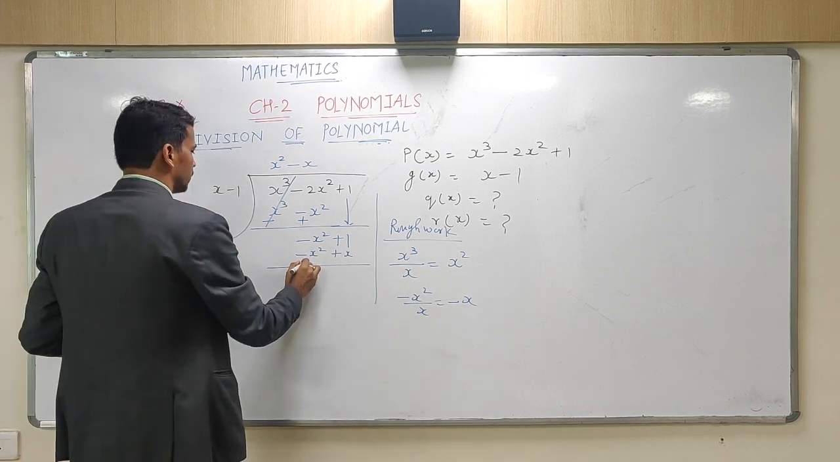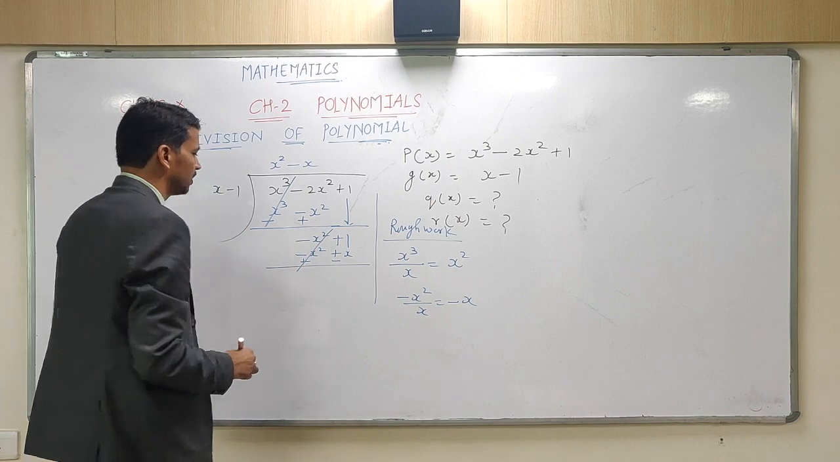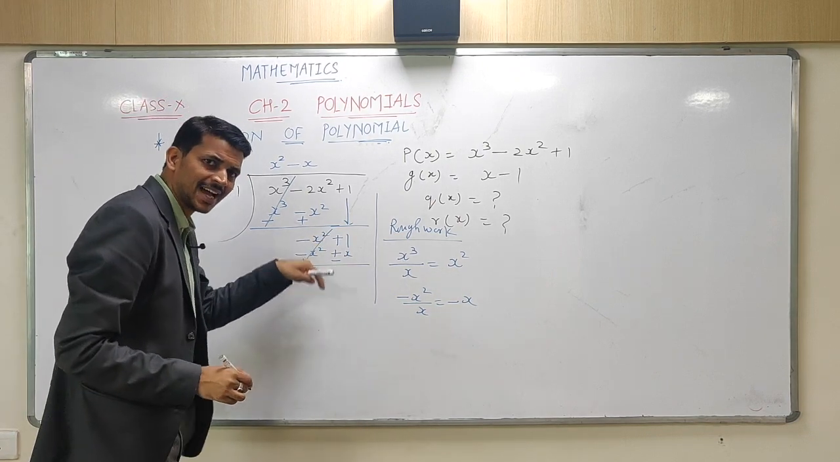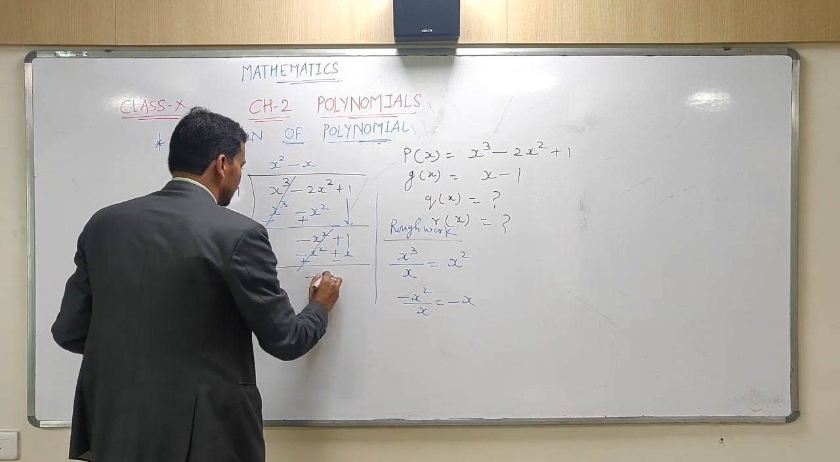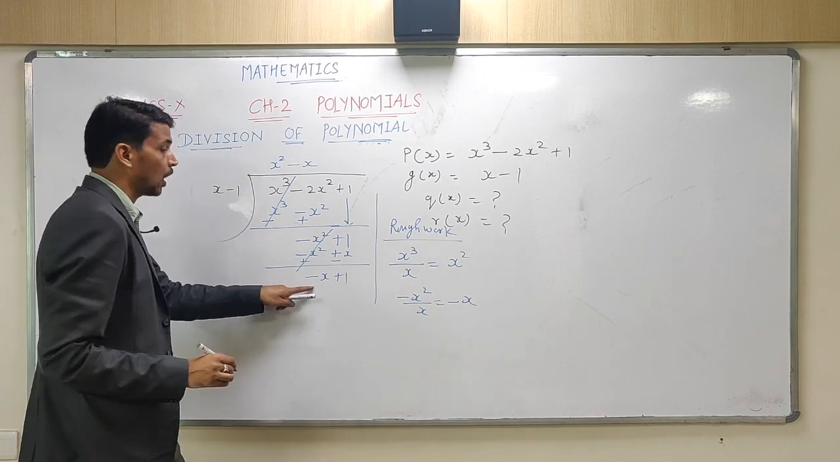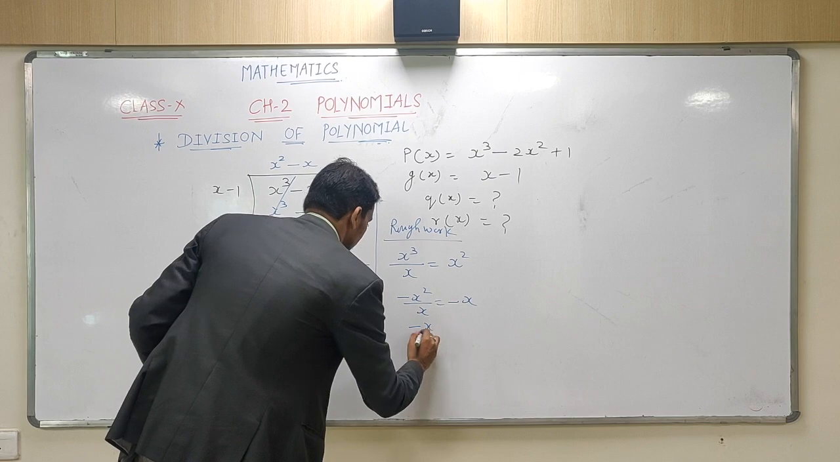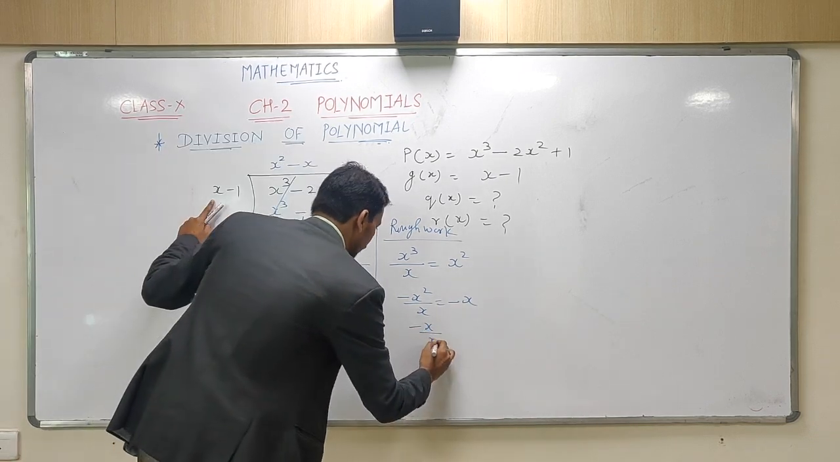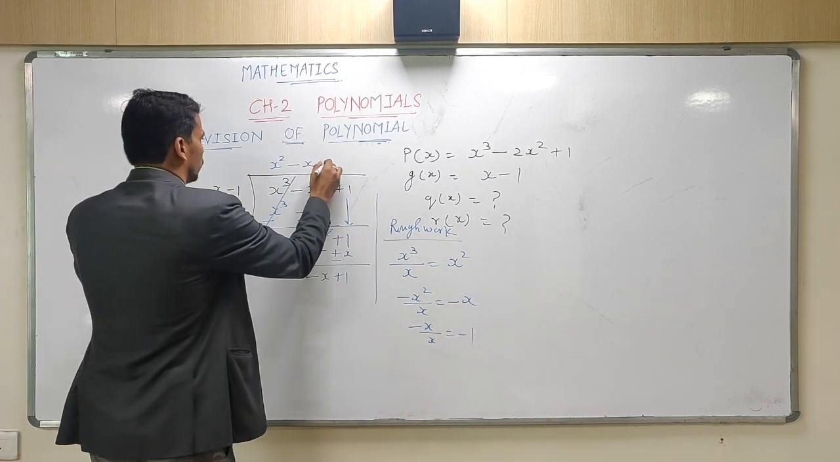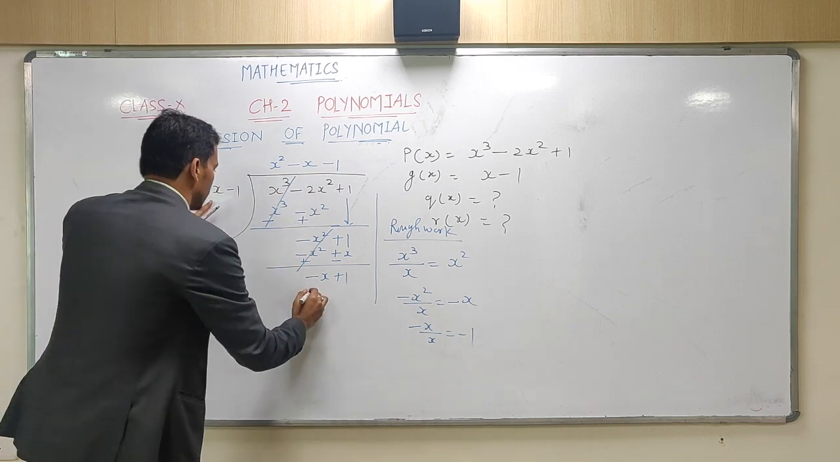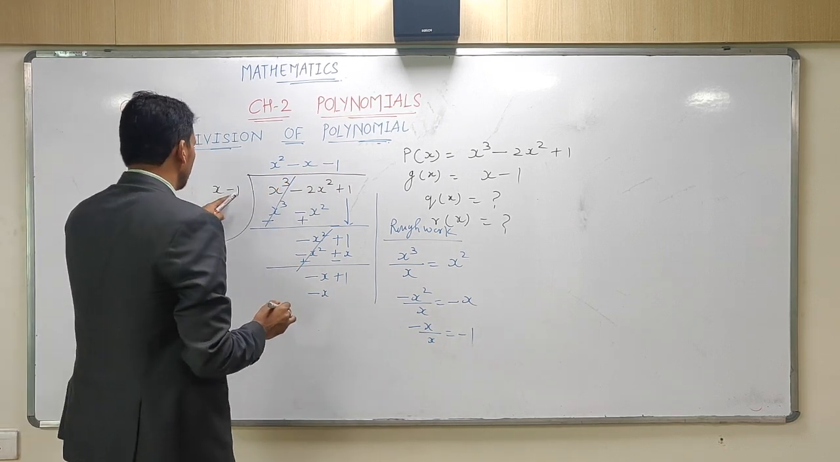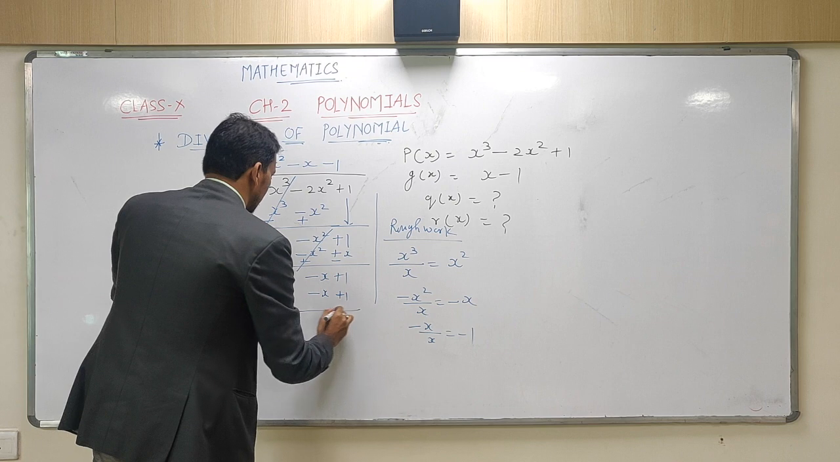Now, change the sign, plus and minus will cancel. Both are unlike terms, so as it is it will come down. So, minus x plus 1. Now, minus x is the first term of your dividend. So, minus x divided by x will be equal to minus 1. Note it down over here: minus 1 into x will be minus x, minus 1 into minus 1 will be plus 1, change the sign.